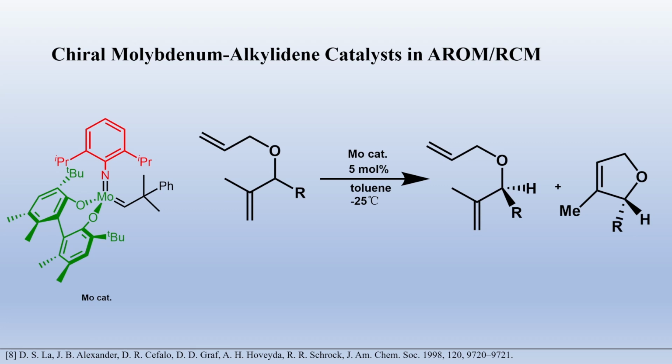Here is an example of using chiral molybdenum alkylidene catalysts in asymmetric ring opening or closing metathesis. Chiral molybdenum alkylidene complexes containing substituted chiral ligands demonstrated promising capabilities as catalysts for AROM or RCM reactions. Catalytic kinetic resolution in asymmetric ring closing metathesis of diene ether was conducted by this catalyst in toluene at -25 degrees Celsius to afford R dihydrofuran as the product and recovered diene ether.